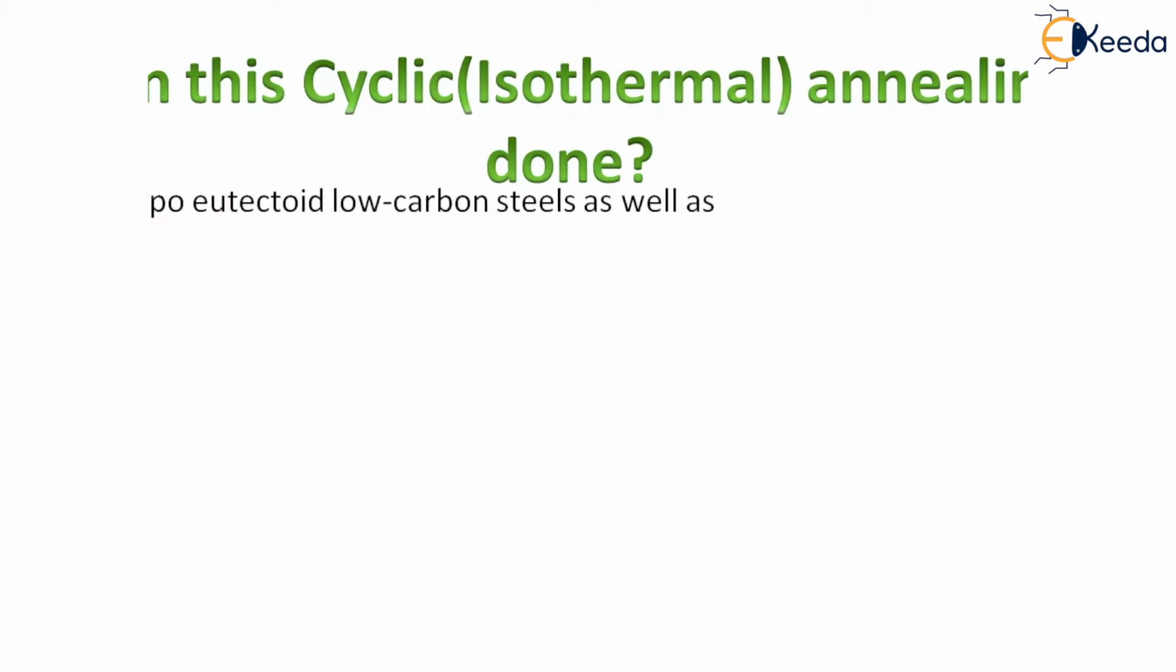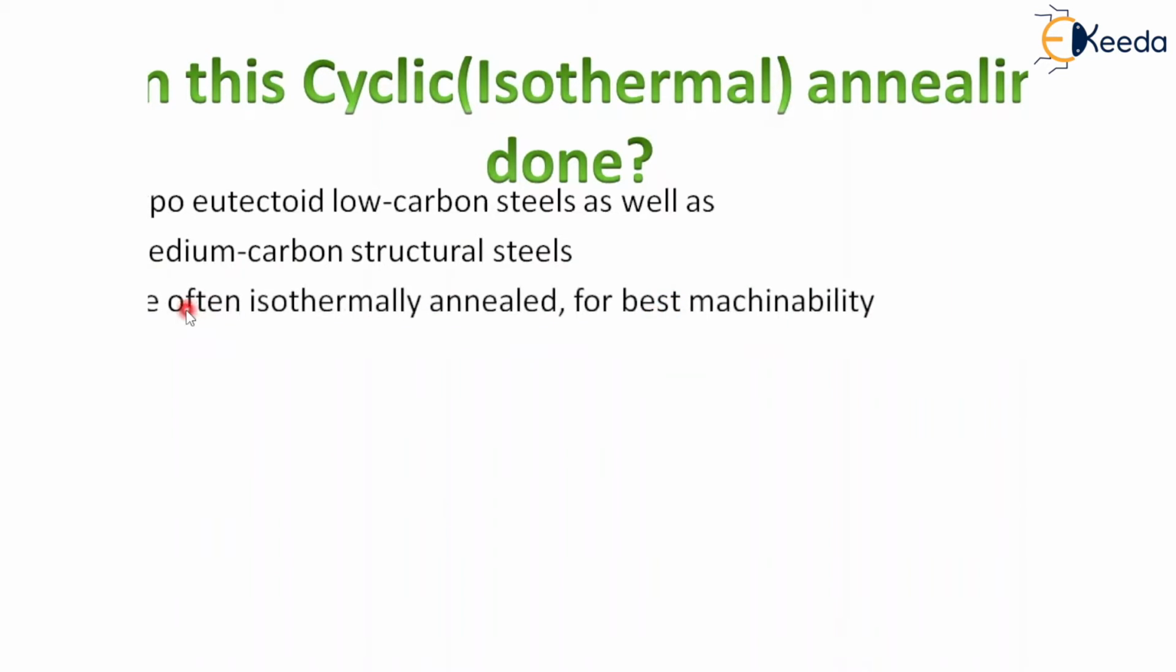So here, if you take hypoeutectoid low carbon steels, for these steels you can adopt this cyclic annealing process, and for medium carbon structural steels also you can adopt this isothermal or cyclic annealing process. So in general, this heat treatment can be adapted to hypoeutectoid low carbon steels or medium carbon structure steels. For these, isothermal, that means cyclic annealing, can be adopted.